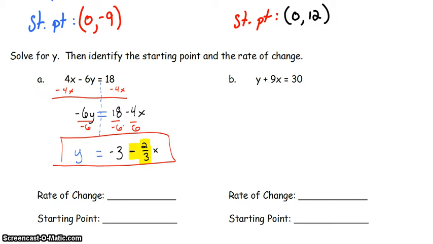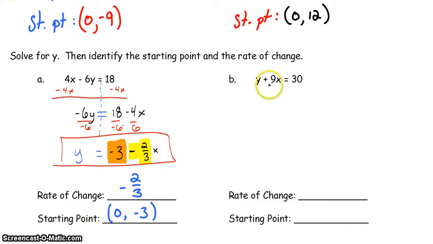That gives me a rate of change of negative 2/3. And then my starting point is the number in front, in this case, it's your constant, the term that's not with x. And so it's -3, but it's not just -3. It's an ordered pair, (0, -3).